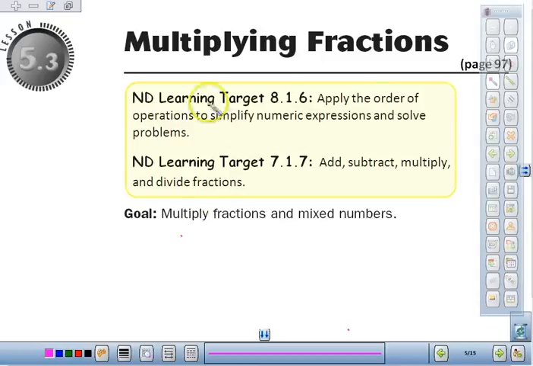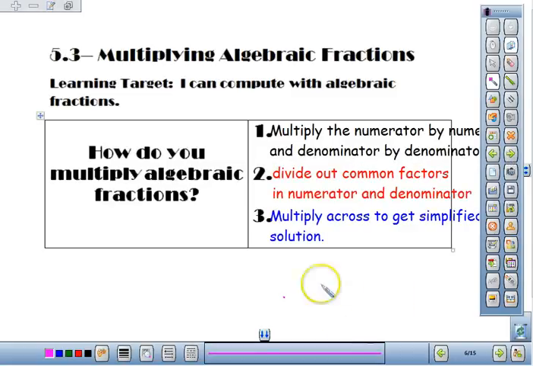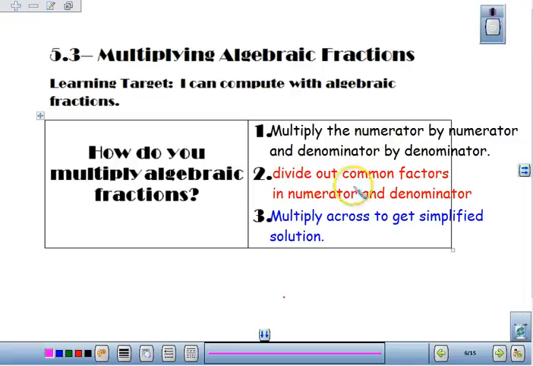Hi, you are looking at multiplying fractions in this lesson. As we look, we're most concerned with multiplying algebraic fractions. You should be in your notes where it asks you, I can compute algebraic fractions. If you need to pause the video so that you can see all of this to write down, please do so. How do we multiply our algebraic fractions?